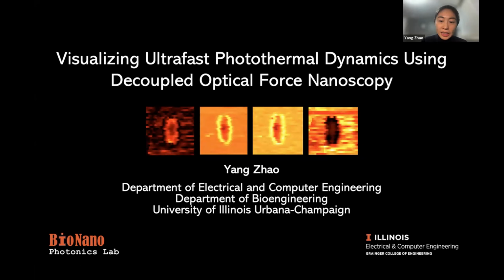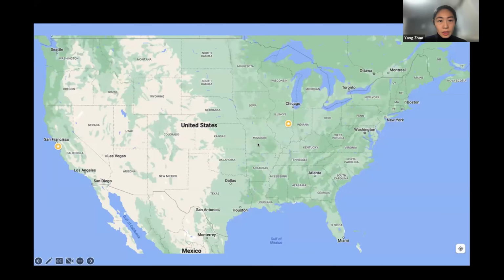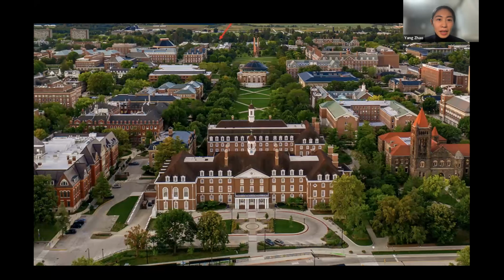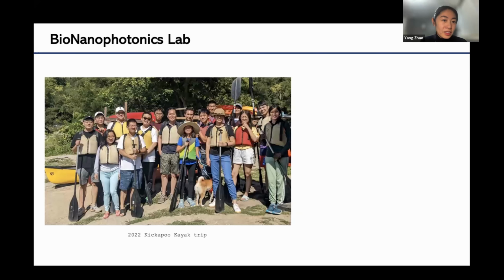I'm with the EC department, but also partially affiliated with the bioengineering department. For those who are not familiar with the Midwest or UIUC, we are located in central Illinois, and this is our campus. My lab is located on the north side of the campus in a building called the Micro and Nanotechnology Laboratory, where the LED was developed. Here is my lab with graduate and undergrad students. Last year, we went for a summer kayak trip.